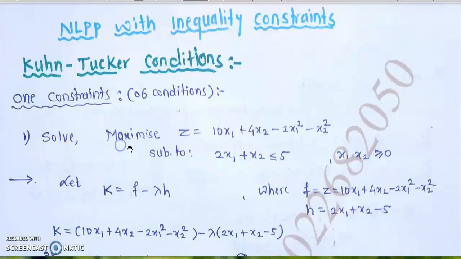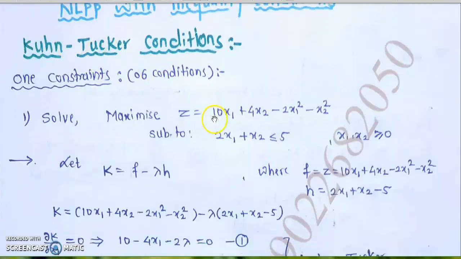Solve: maximize z equal to 10x1 plus 4x2 minus 2x1 square minus x2 square. Since there are x1 square and x2 square terms, this is an NLPP. Subject to the inequality constraint 2x1 plus x2 less than or equal to 5. Since there is only one constraint, we have 6 Kuhn-Tucker conditions, where x1 and x2 are non-negative.